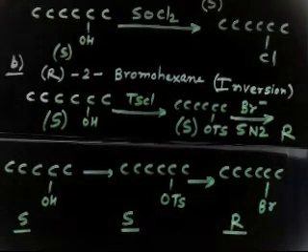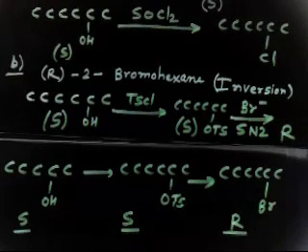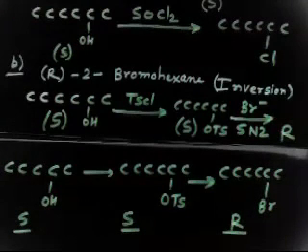If you want to convert alcohol into a chloride or bromide group with retention, you use the reagent SOCl2. If you want inversion, in that case you first make the tosylate with TsCl and then use Br minus, and you will get the desired product. Are you getting? So I think you have copied this one. If you have copied this one, then we can go for the next problem.